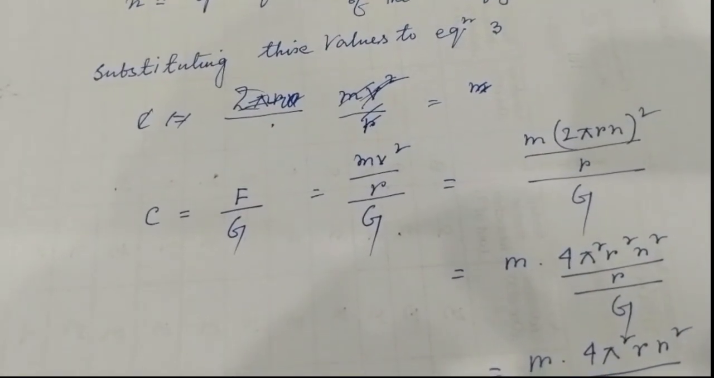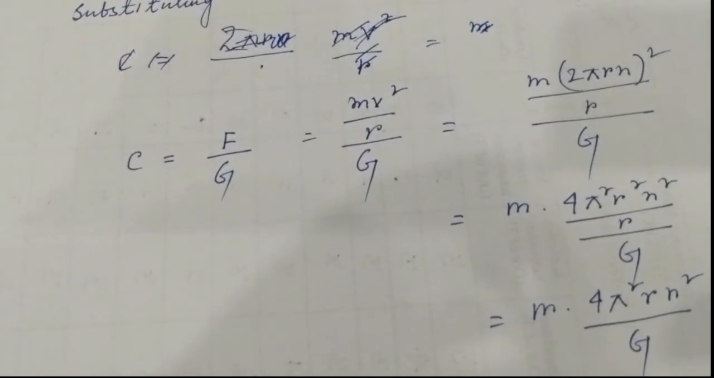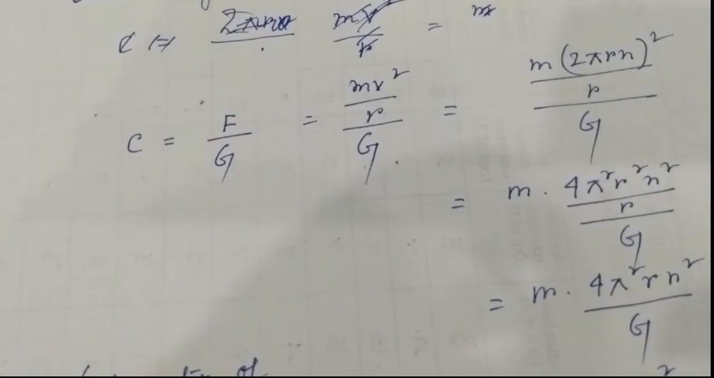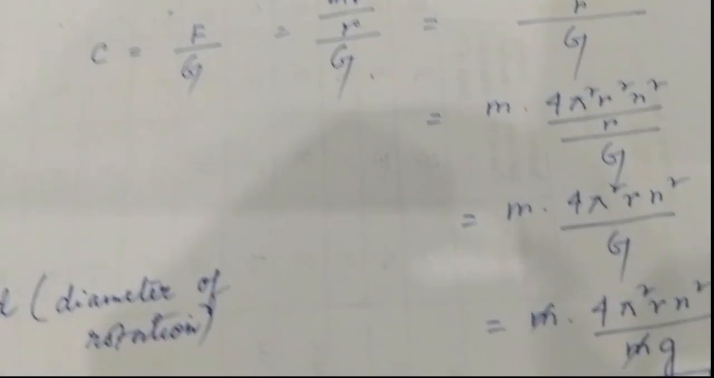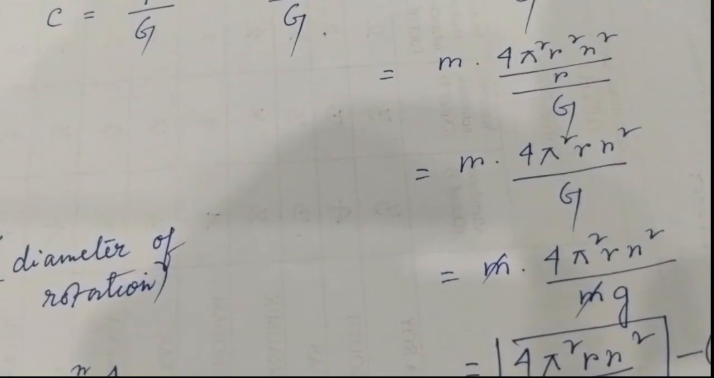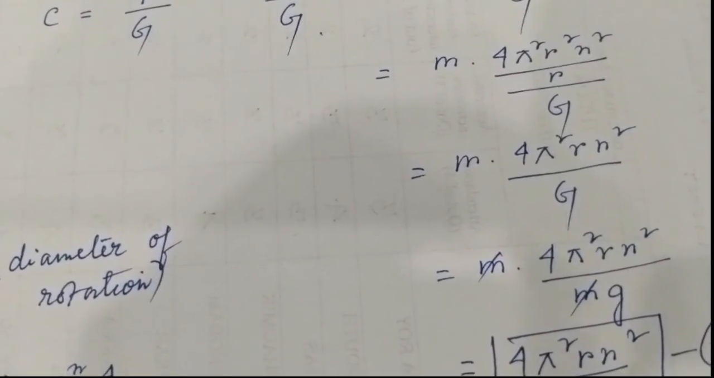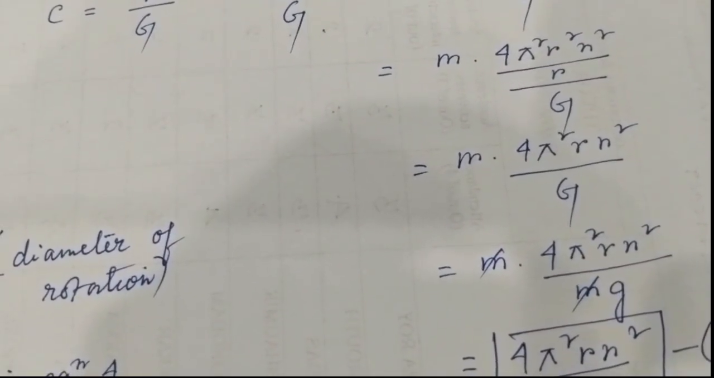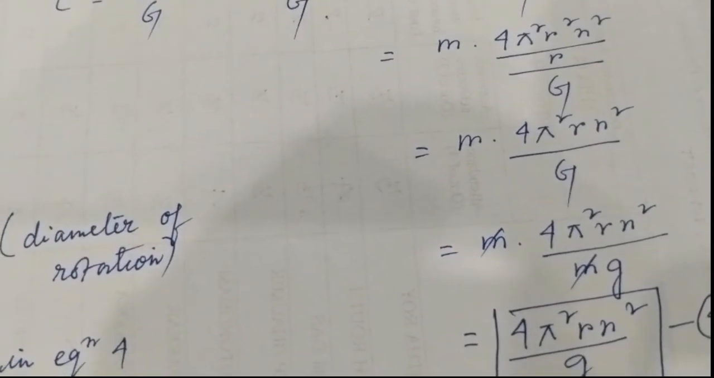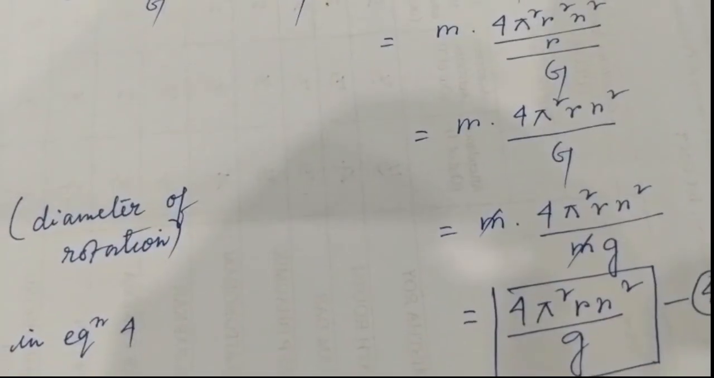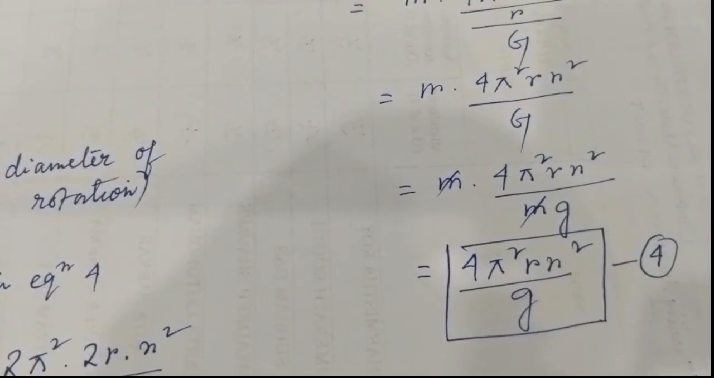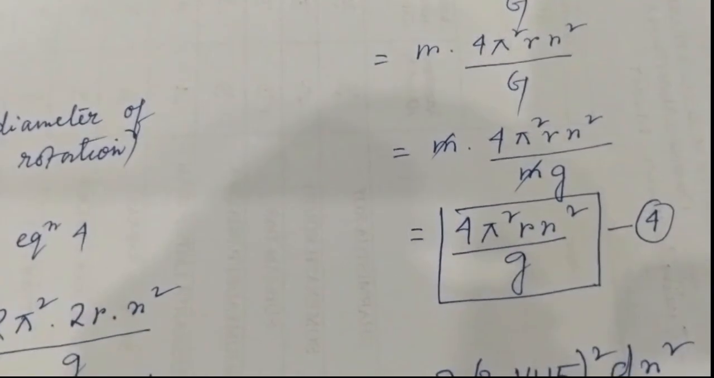Now r you cut off, so it will be m into 4 pi square r n square by capital G. Now we keep the value of capital G, that is m 4 pi square r n square by mg, since we saw first that capital G is equal to small mg. So we cancel m, and now it is 4 pi square r n square by g. That is equation number 4.